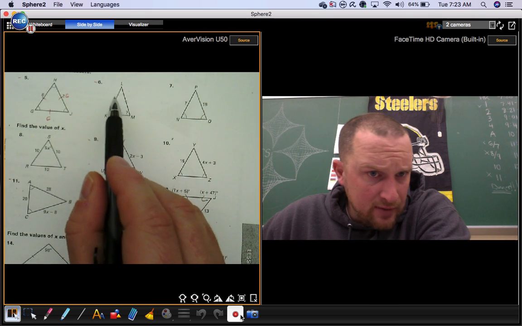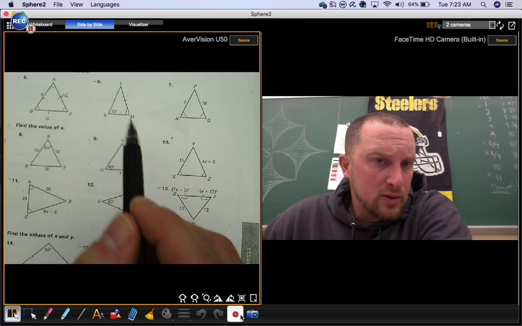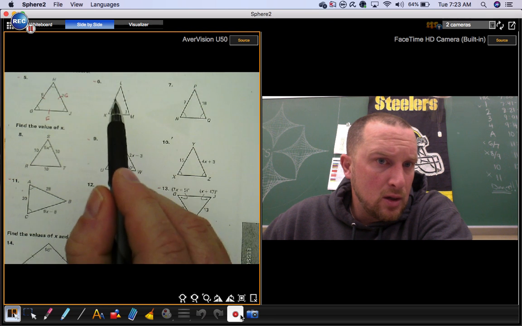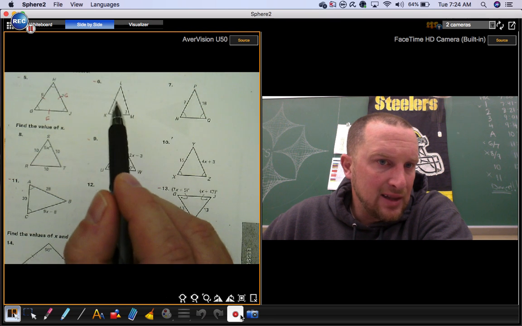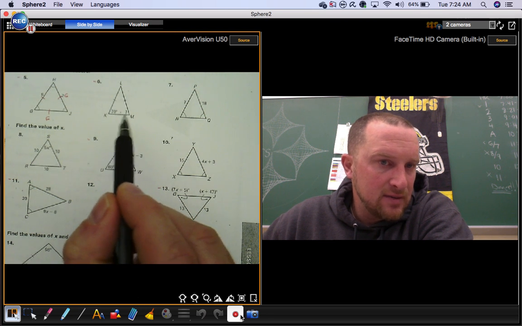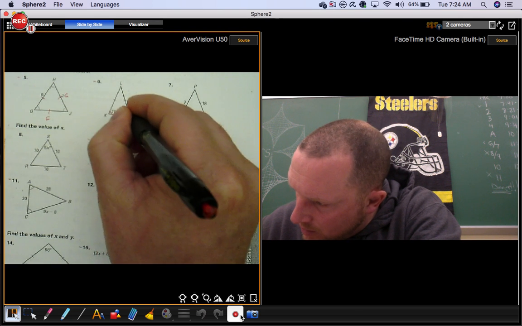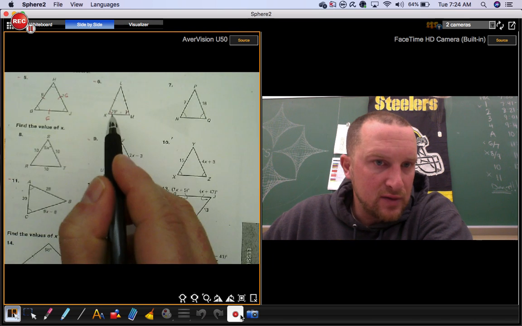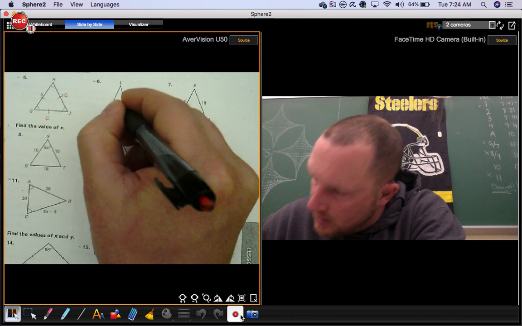In number 6, you have an isosceles triangle. These 2 sides are congruent. If these are congruent, then those are the legs. That means this is the base. And if this is the base, we know the base angles are congruent. So if that angle is 70, this angle is 70 as well.